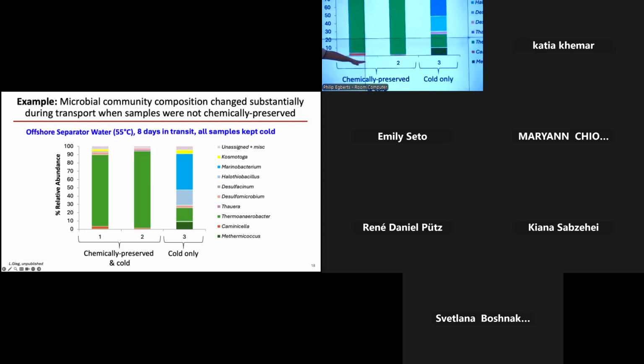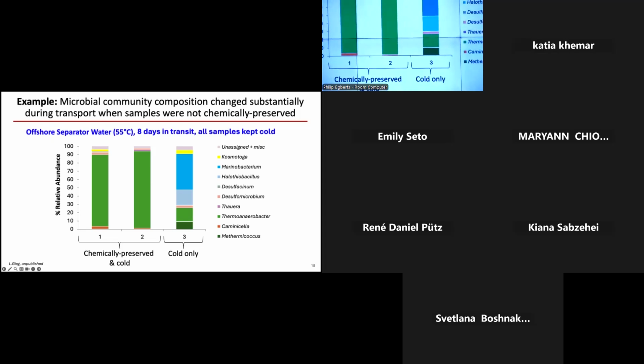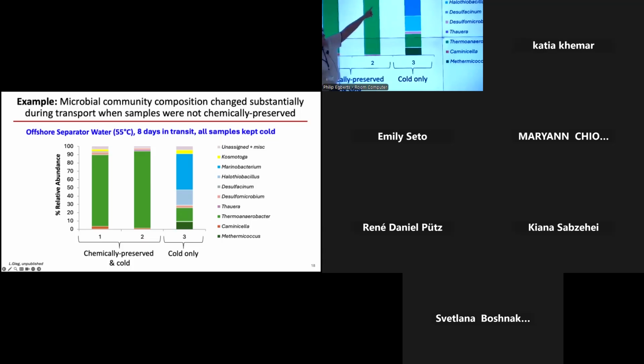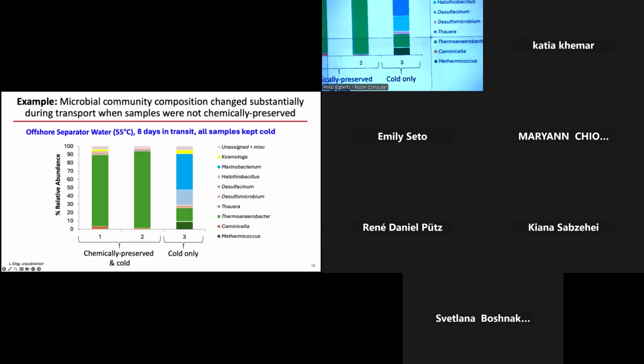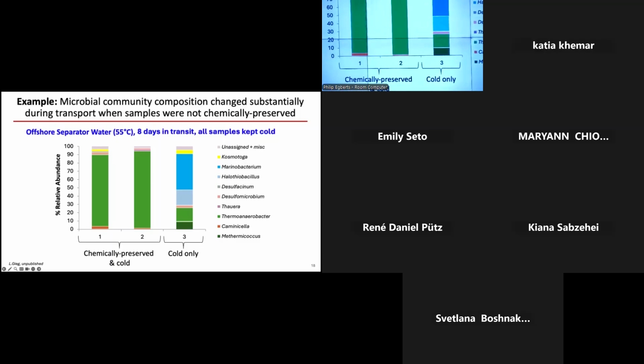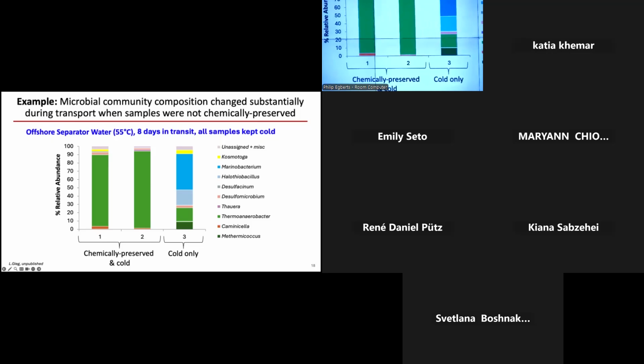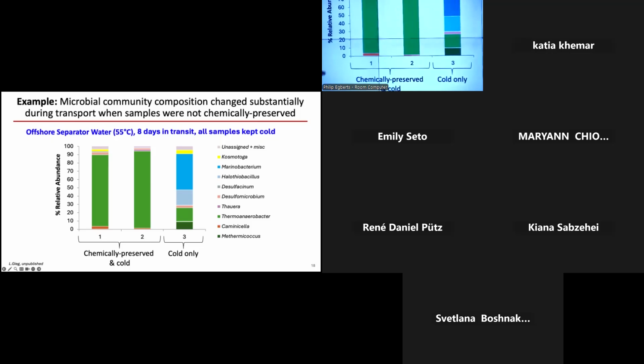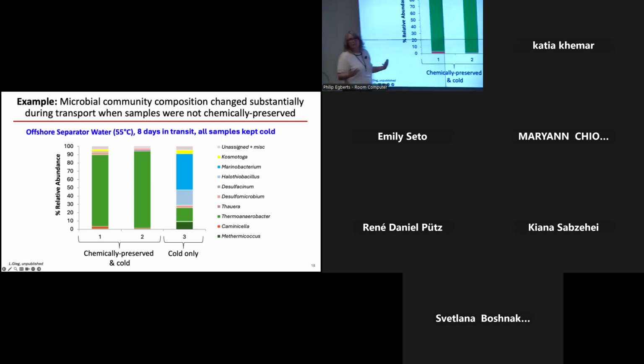But when the samples were not properly preserved, they were just kept cold, they didn't have a special preservative in them, you can see just by looking at the colors, each bar represents a different microbe, that had changed quite a bit. These samples came from offshore Newfoundland. They took 8 days to get to Calgary. And that's how much the microbial community changed, just from not properly preserving them.